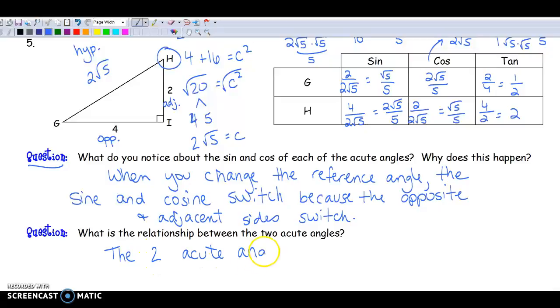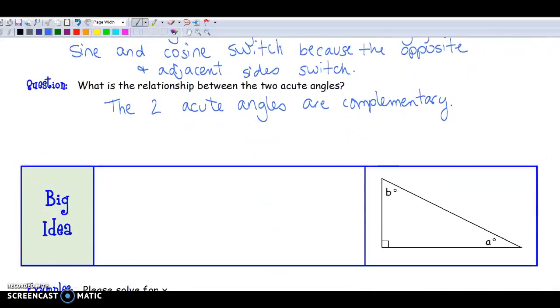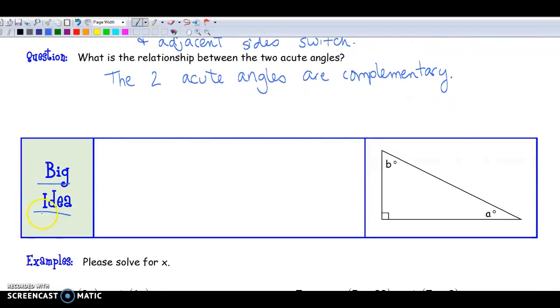The two acute angles are complementary. Again, they add up to 90 degrees. And hopefully that makes sense, because 90 plus another 90 would give us 180. And that's going to come in handy down here where it says the big idea. So we know that if we gave this triangle some sides, x, y, and z, let's say, if we find the sine of whatever A is, we know that's going to be the opposite over the hypotenuse. Opposite side from angle A would be x, and the hypotenuse would be z.